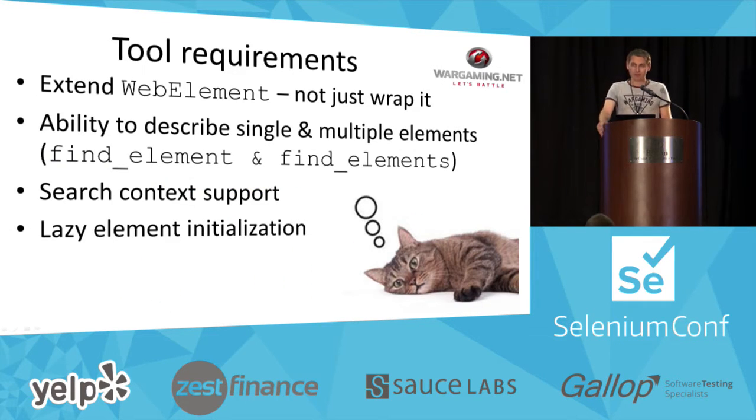And our requirements were the following. First of all, we would like to have an API which closely complies with the original WebDriver API. We wanted just to extend the Webium class, for example. We didn't want to use any wrappers, things like that. Also, when describing pages, we would like to have an option to define a single element as well as a range of elements.